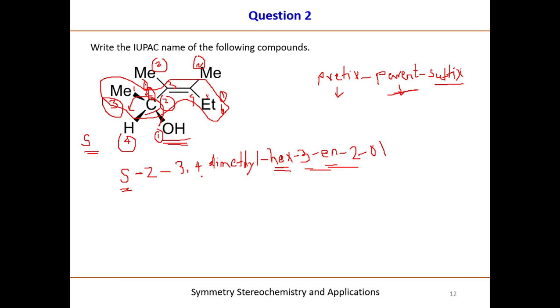So 3 and 4 are the carbon positions, and the group present is dimethyl, so we have written 3,4-dimethylhex-3-en-2-ol. And because we have the E/Z nomenclature, we have given numbering according to the priority, so first priority will be given to the ethyl group and second to the methyl, and here the hydroxy group has the first priority and the second priority will be given to the methyl group. Because the two priority-one groups were on the same side, that's why we have written here Z.